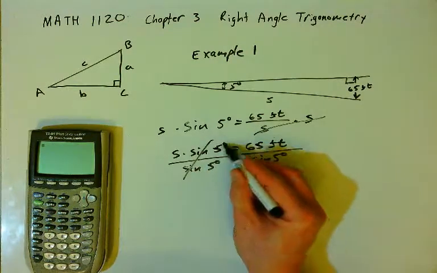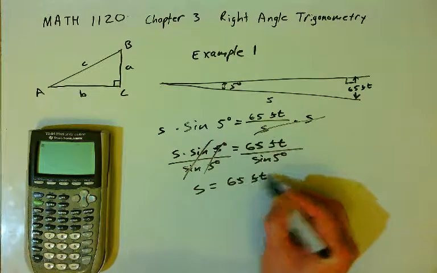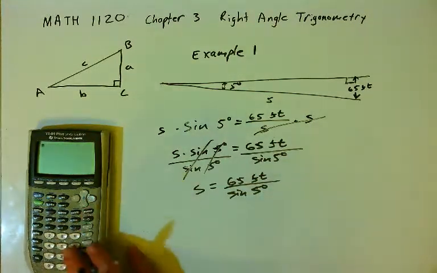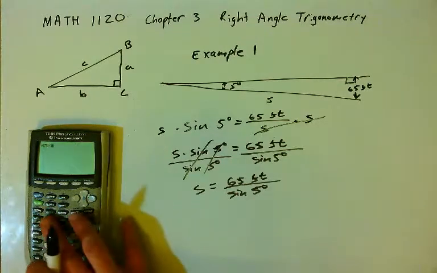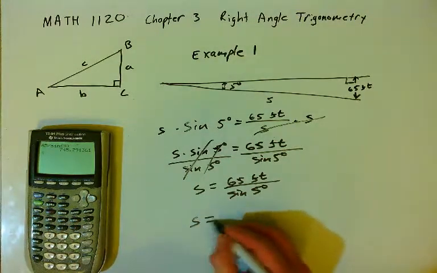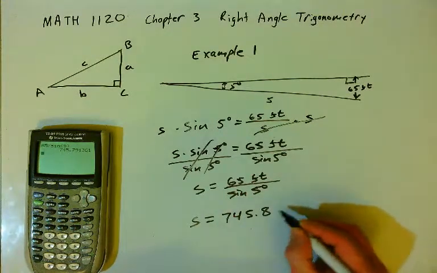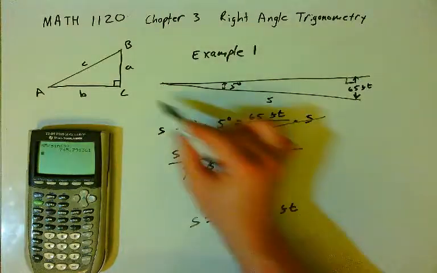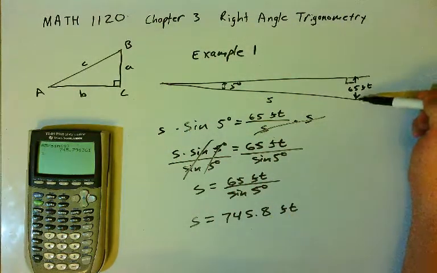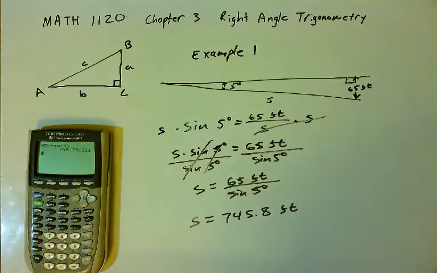And these will cancel over here, and s will be equal to 65 feet divided by the sine of 5 degrees. And so we have 65 feet divided by the sine of 5 degrees, and we get that the length of the shaft, s, is equal to 745.8 feet. So the shaft would have to be 745.8 feet long in order for us to reach a depth of 65 feet while we're declining at an angle of 5 degrees.